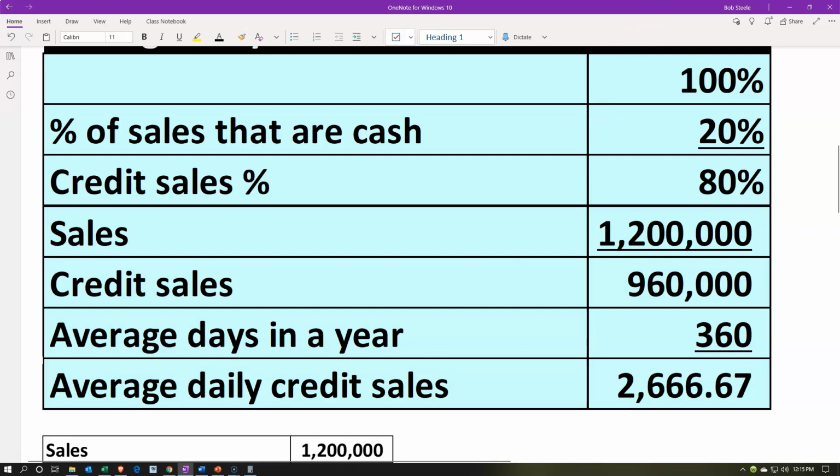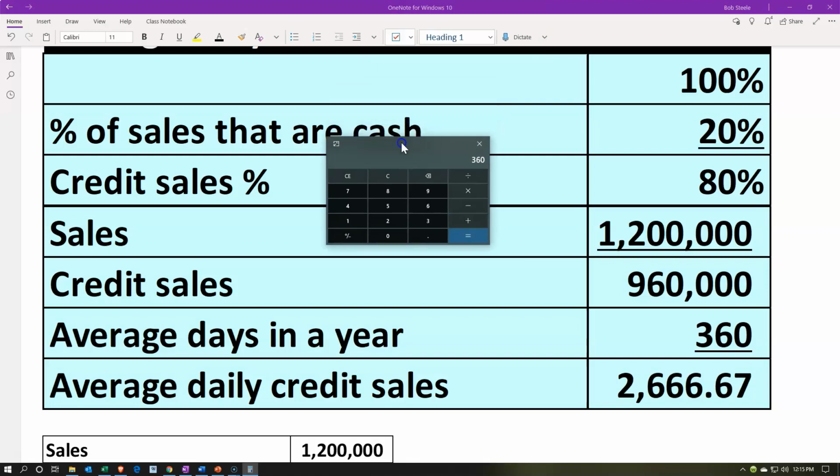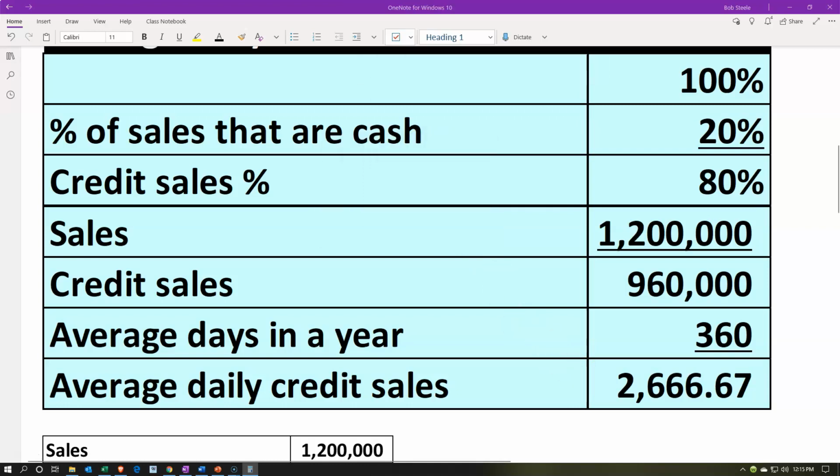So then we're going to have our 960,000 sales on average per day. I'm sorry, that's total credit sales, 960,000 total credit sales divided by the number of days. And that's going to be about 2,666.67 for the average daily sales.